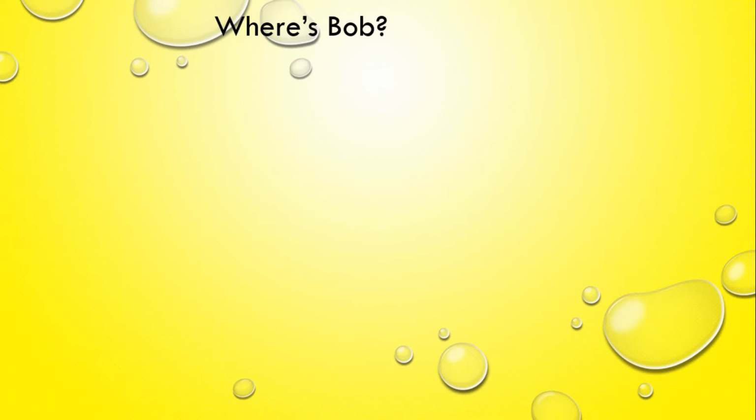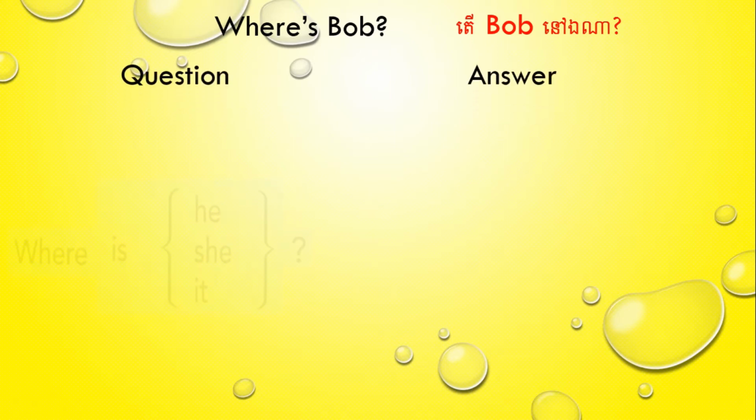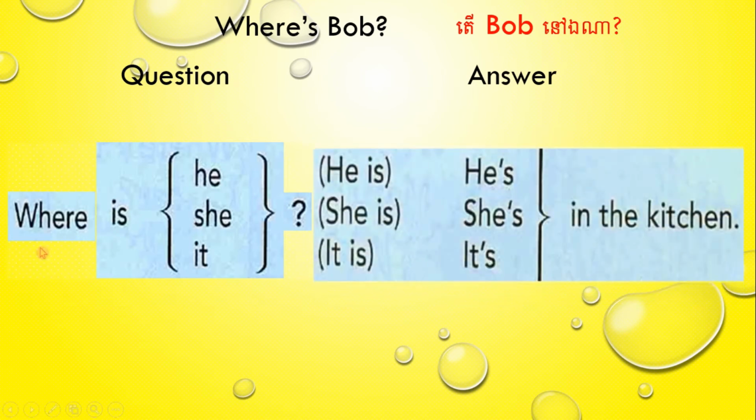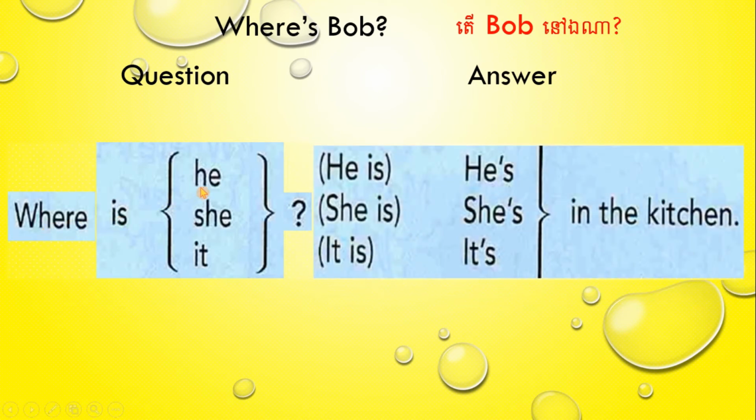Yeah, let's continue. Where's Bob? Where's Bob? Question. Answer. Where is he? He's in the kitchen. Where is she? She's in the kitchen. Where is it? It is in the kitchen. Yes, let's continue.